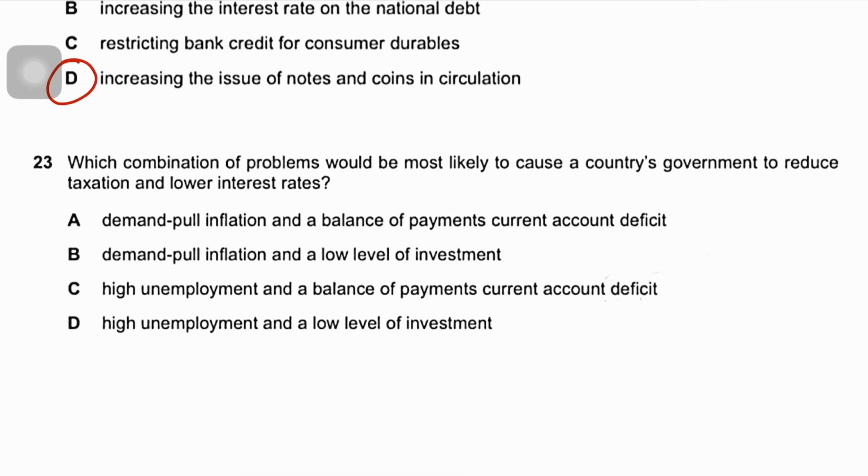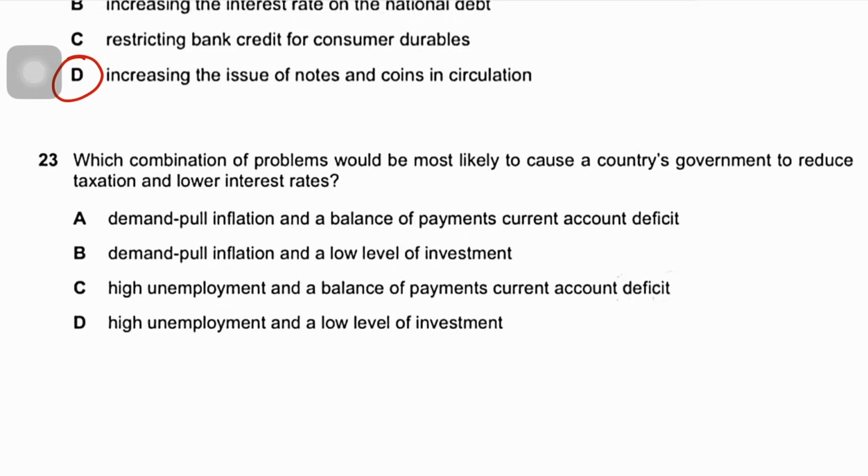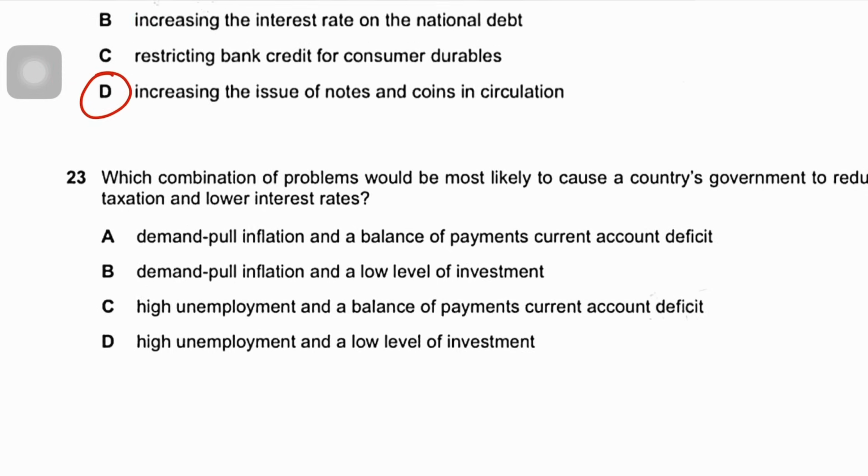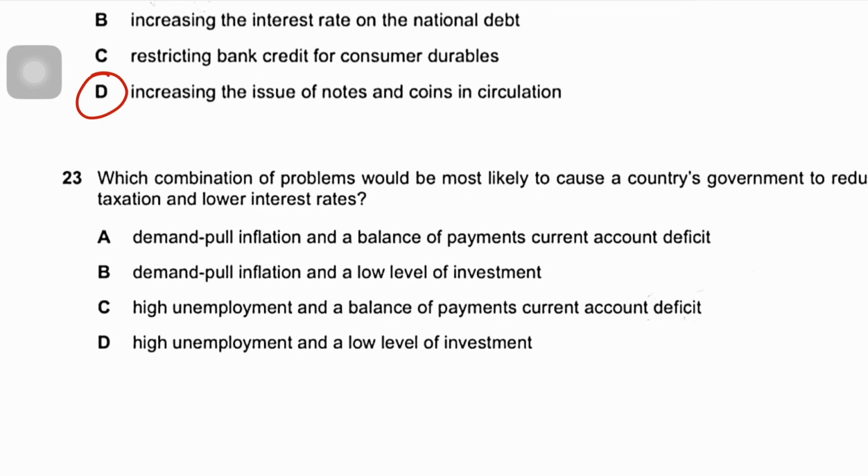And so option D says high unemployment and a low level of investment. High unemployment would definitely prompt the government to reduce taxes and lower interest rates to stimulate activity and job creation. And if you have a low level of investment, that is also going to call for lower interest rates by the central bank to encourage businesses to borrow and invest. This combination is very much aligned with the use of expansionary fiscal and monetary policy, and hence this would make option D the correct answer.